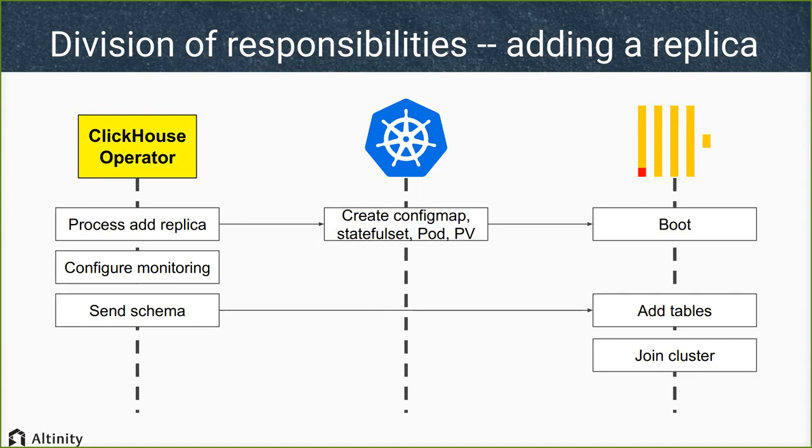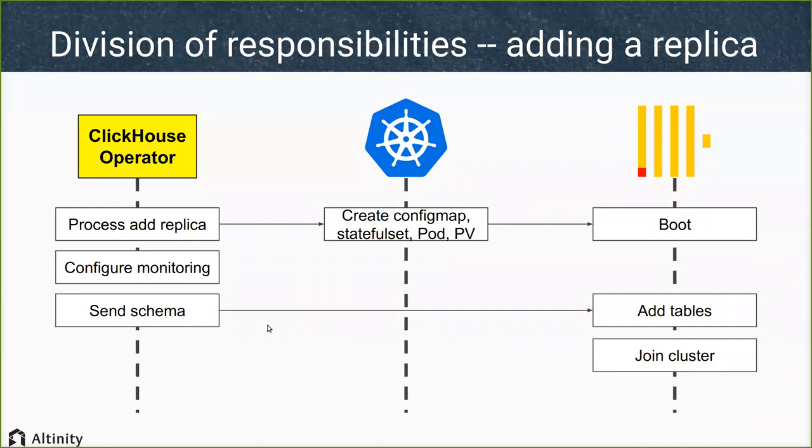Then, when all these parts are up and running, ClickHouse itself starts to boot. So first, we have this ClickHouse instance running, but it's not yet included in the cluster. Here the operator moves on. Next, it can configure monitoring, because we want to monitor the whole cluster, but we'll talk about monitoring a little later in more detail. Third, it sends the schema to the new replica nodes. The operator adds tables and a specification of which cluster to join. At this point, the new ClickHouse instance sees these distributed tables and can join the cluster. So all three parties are involved, and at the end we have a new replica joined into the cluster.